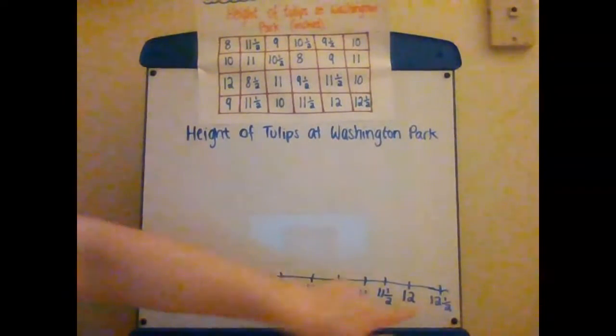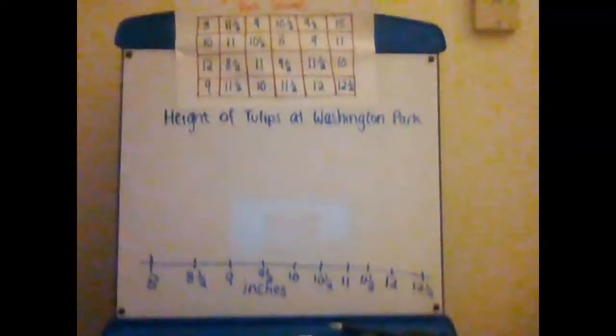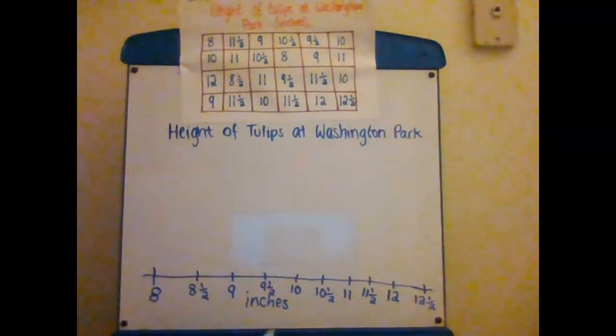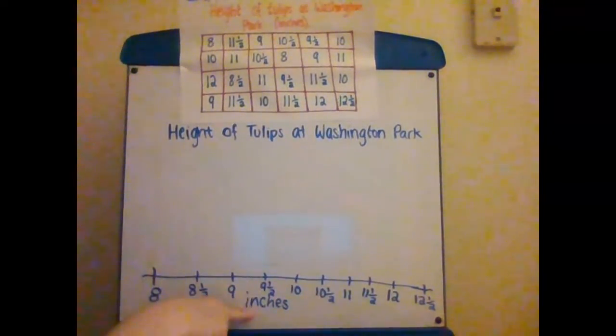8 is my lowest number and 12.5, sorry, is my highest number. And I have my inches on here because all of these are the measurements of the tulips in inches. And I have my title. I'm missing one thing. What am I missing?